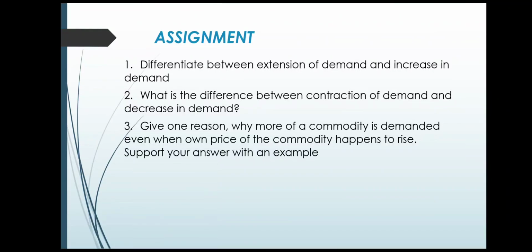The third question is, give one reason why more of a commodity is demanded even when own price of the commodity happens to rise. Support your answer with an example. So you are supposed to think of one situation or one particular product where the demand rises even when the price is rising, and you need to explain whatever you have thought of. You need to give that reason and you need to explain it through an example.